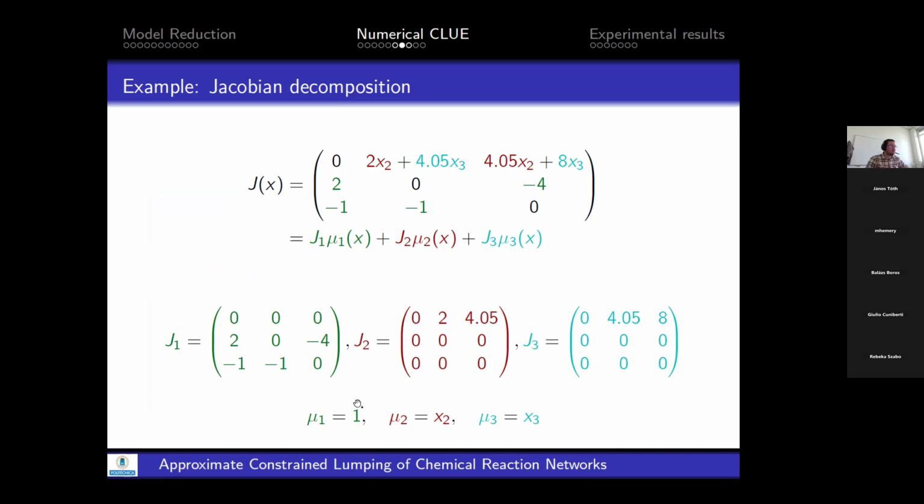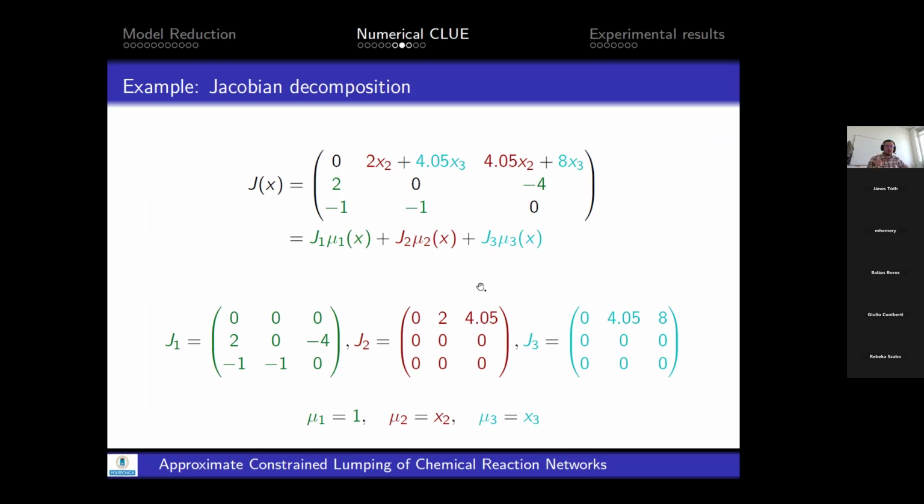I was taking now the green matrix. It's just the coefficients of the monomial 1 in each of the entries. And we see that J1 is just a row of zeros because here there is no constant coefficient. And then we have 2, 0, minus 4, and then we have minus 1, 0. And then we have two more monomials appearing in this matrix, x2 and x3. And we just show here the decomposition into the three matrices.